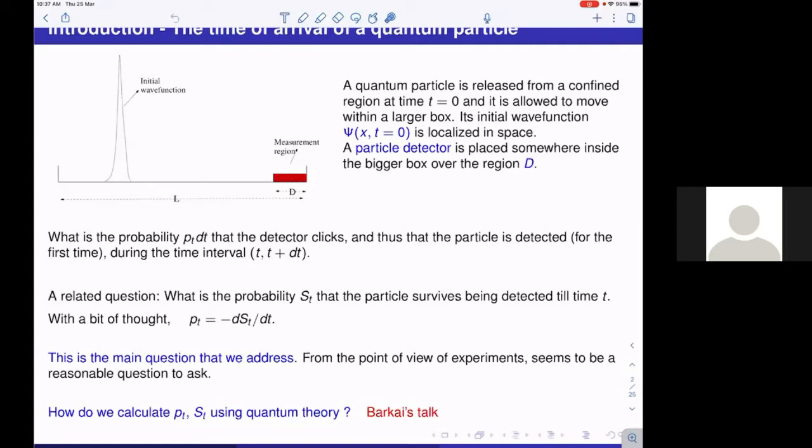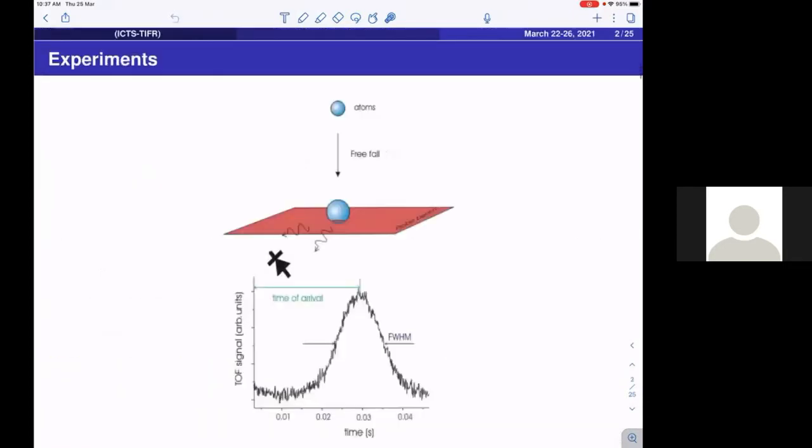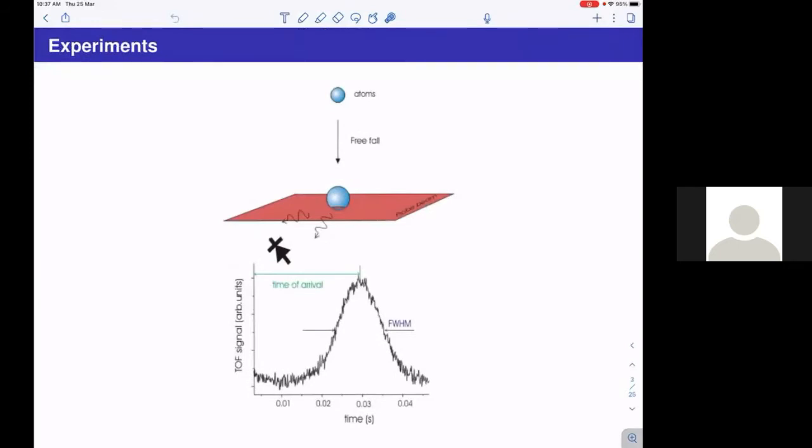There was an earlier talk by Eli Barkai, and he also discussed this same question. If you want to think of an experiment, you can think of experiments people do with cold atoms. You start with a trapped set of atoms, and there are experiments where you release the trap, and then these atoms fall freely, and there's some detector region. Typically what people ask is: what is the distribution of times at which you hear clicks on the detector? This is an experiment people actually do, and we want to understand this within the framework of quantum mechanics and measurements.